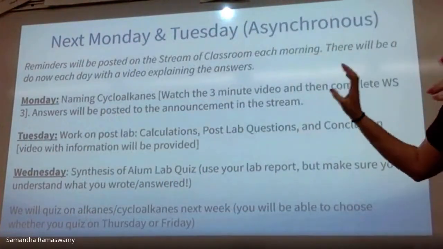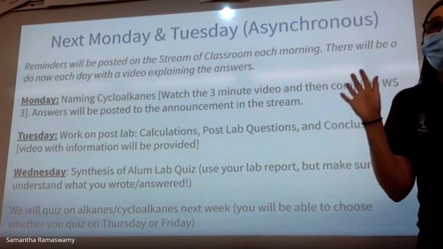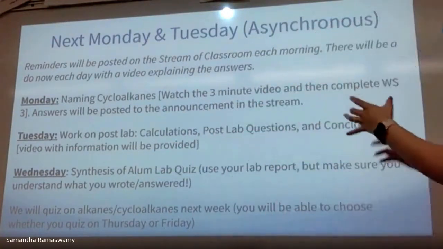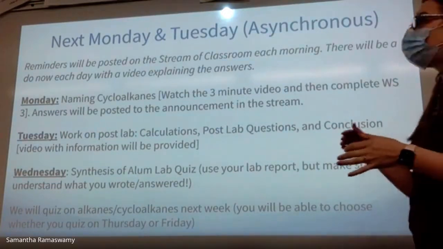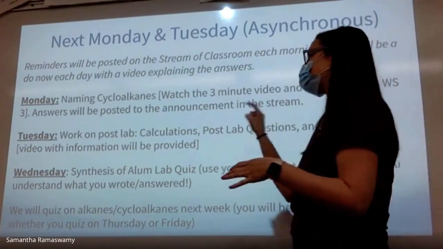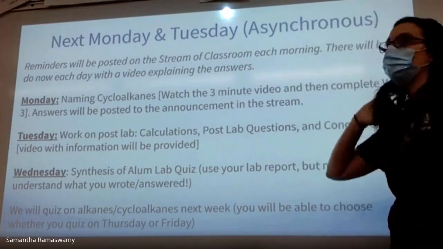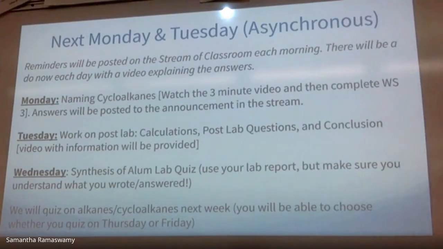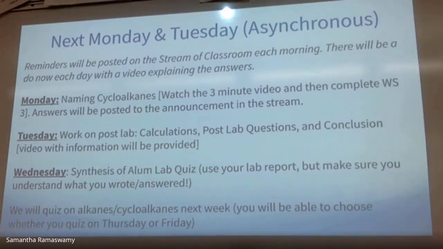So this is just what I would recommend. You want to do it all on Monday? Fine. Doesn't matter to me. But I just said for Monday, you're going to work on naming cycloalkanes. So today we're going to look at naming alkanes, which are just carbons all single bonded to each other. Cyclo means a circle, or a ring. So you're going to look at what happens if you have a ring with that. There's a 3-minute video, and then worksheet 3 that's part of your notes packet. You'll work through that. I'll give answers. Everything will be posted on the stream of Classroom. And then Tuesday, I just said work on post-lab.